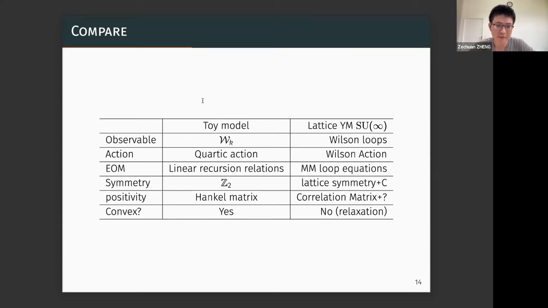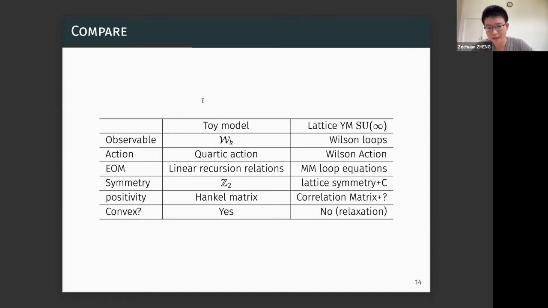For the positivity, for the toy model, it is a Hankel shape matrix. But for the lattice Yang-Mills, actually we have more positivity conditions. One of the positivity conditions is just like the old one, that is by Hermitian conjugation, we get the product. Actually, we have more positivity conditions I will describe.